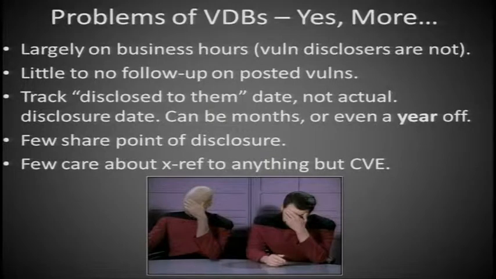They track the disclosed-to-them date. So if a database finds out about a vulnerability today, they add it and they put that as the date. But then if you actually go look at the source, where did the information come from? Maybe from a bug tracker from 6 months ago. Well, why does that matter? 6 months ago may have been a different year. So when we get to vulnerability stats, which we will, we'll see how that can skew things.